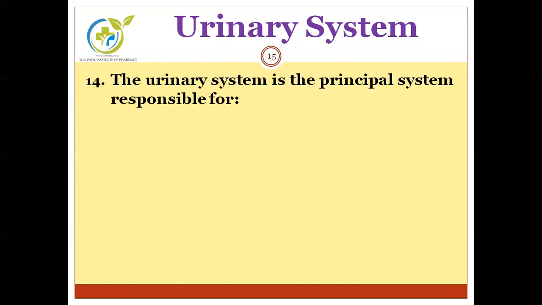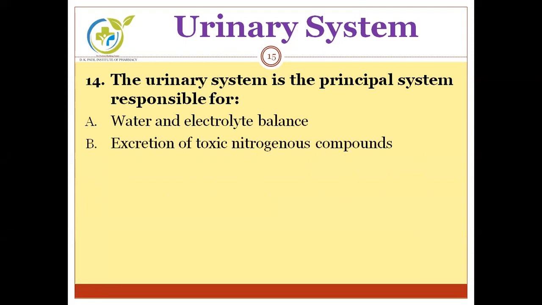Moving to the next question. The urinary system is the principal system responsible for. Options are A. Water and electrolyte balance, B. Excretion of toxic nitrogenous compounds, C. Both A and B, D. None of the above.